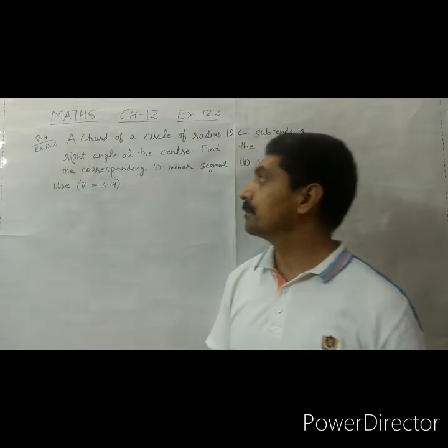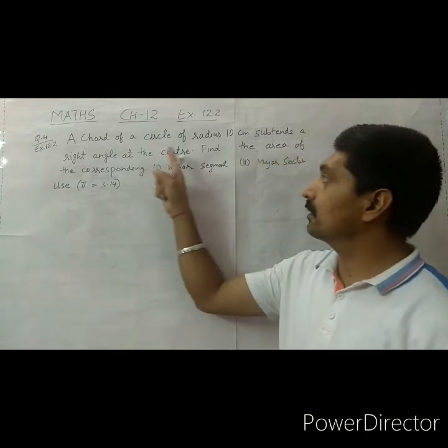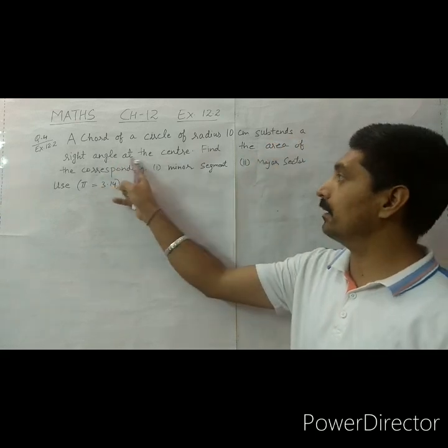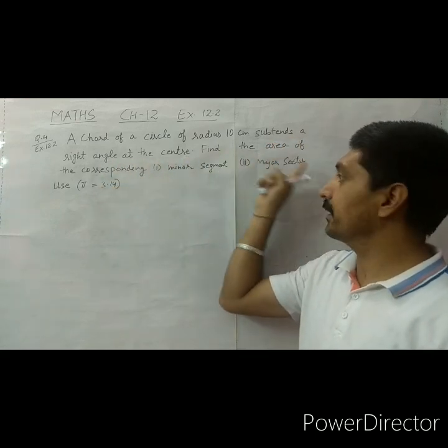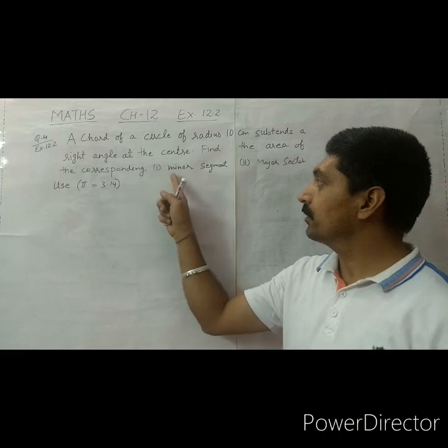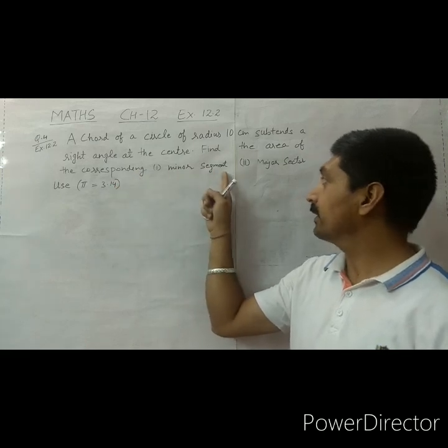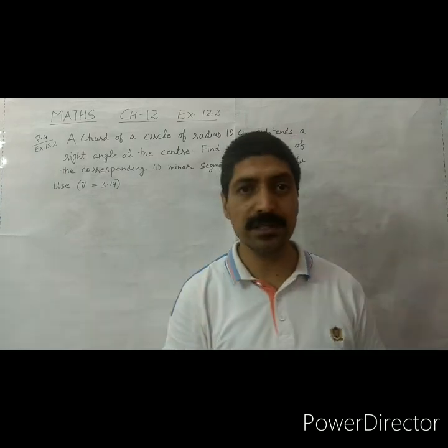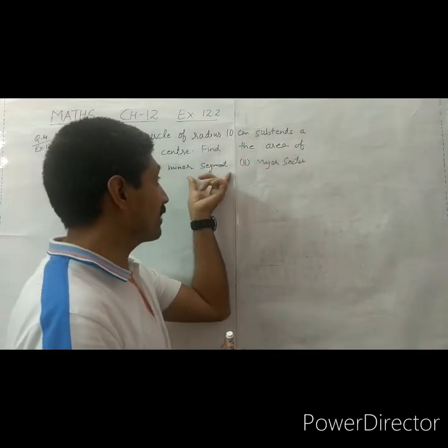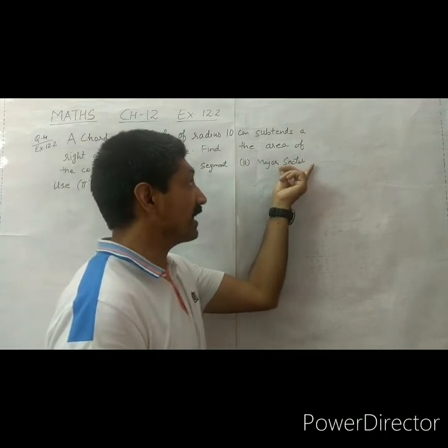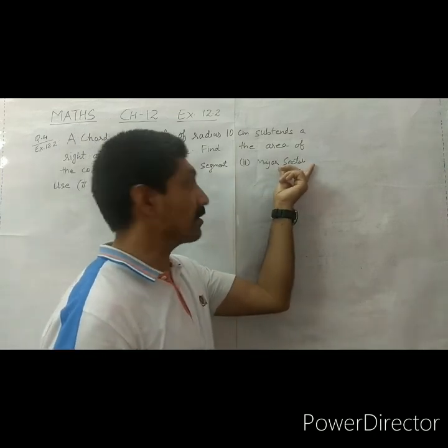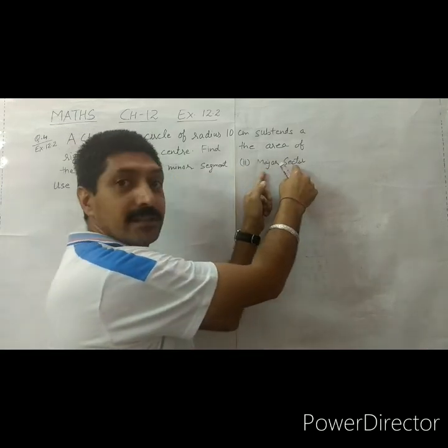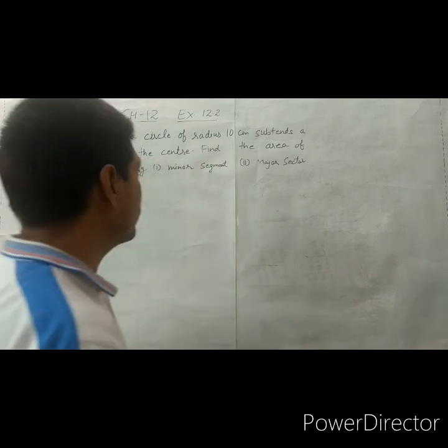Question number 4. A chord of a circle of radius 10 centimeter subtends a right angle at the center. Find the area of the corresponding first minor segment and second part is major sector. Question is easy, but here first part is the segment and the second part is sector. Sometimes students, they find minor segment and major segment. So look the question very carefully.